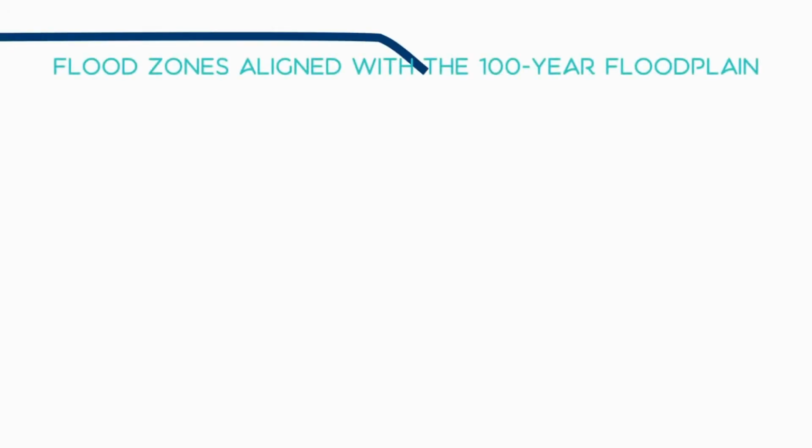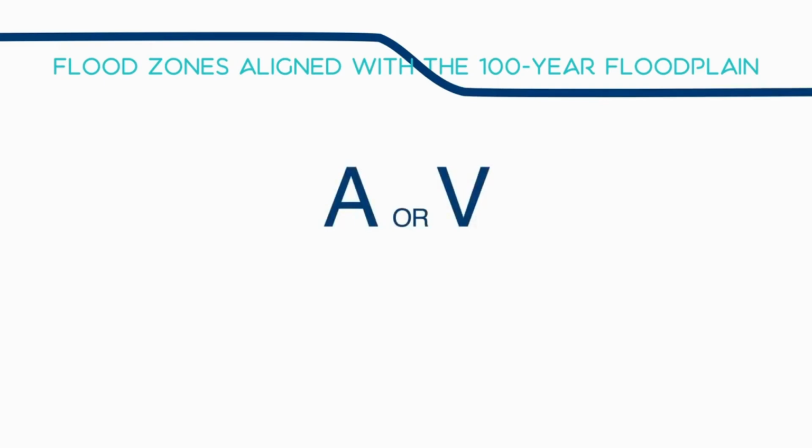The flood zones that closely align with the term 100-year floodplain would be flood zones that begin with the letters A or V, often referred to as the special flood hazard areas.